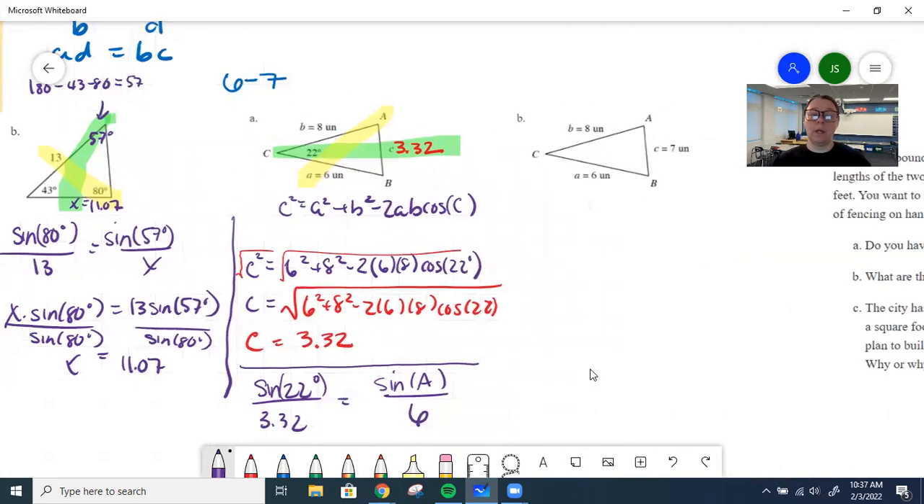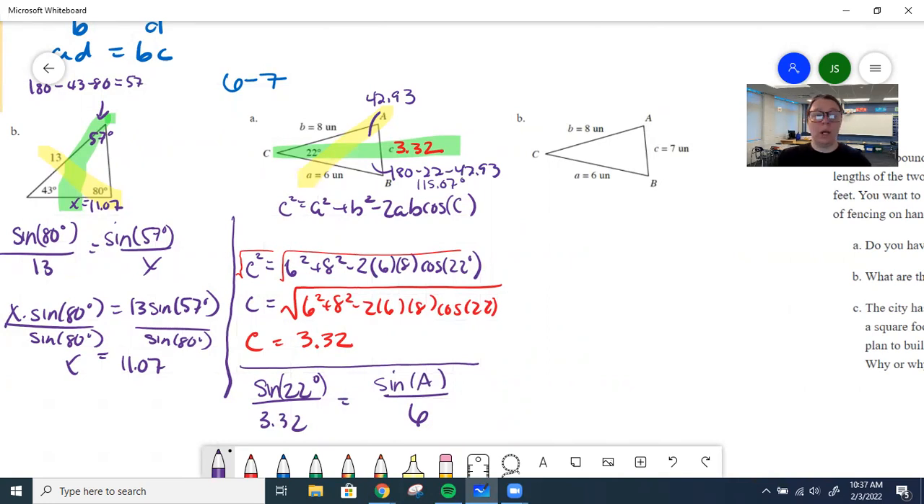Let's come back up here. And so 42.93 degrees. Now to get angle B, I can just do 180 minus 22 minus 42.93 and get my answer. So let me just do this really quickly. 180 minus 42.93 minus 22 is 115.07 degrees. Okay, so now I've solved the triangle.